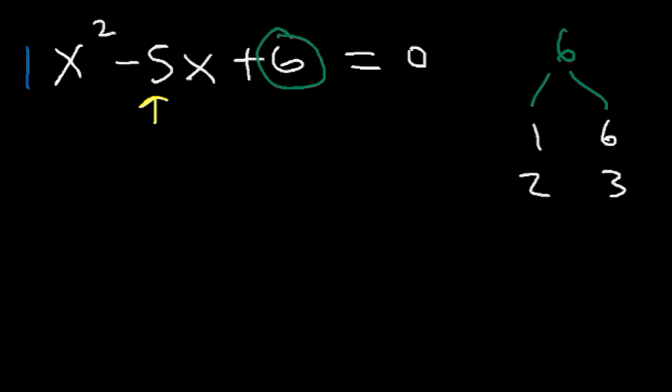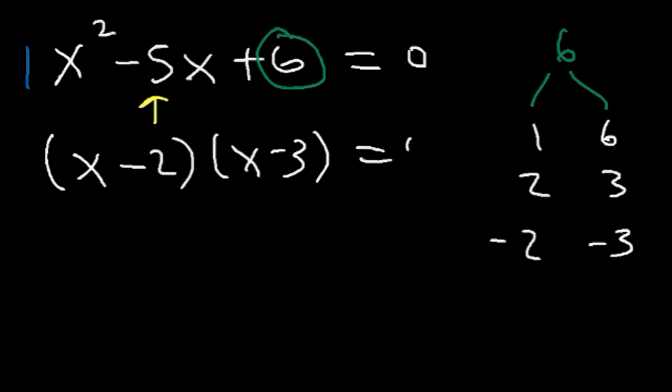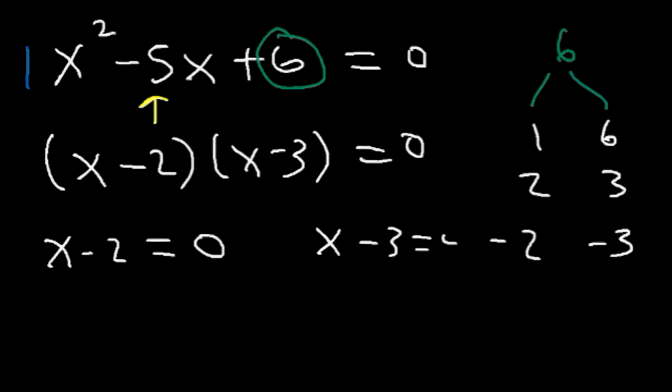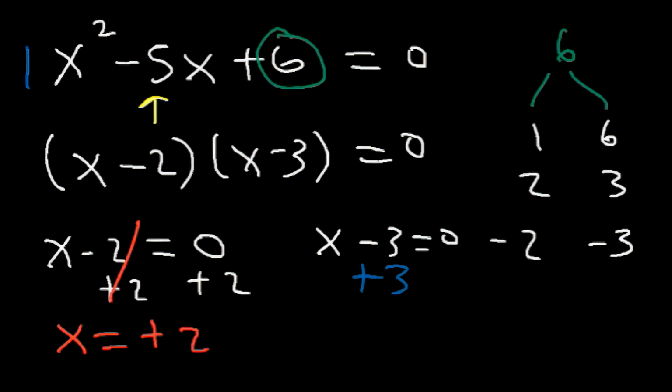2 and 3 is very close. 2 times 3 is 6, but 2 plus 3 is positive 5. But negative 2 and negative 3 still multiply to positive 6, but add to negative 5. So to factor it, it's going to be x minus 2 times x minus 3. So if you set each factor equal to 0, we can solve for x. Here we need to add 2 to both sides. So we can see that x is equal to positive 2. And for this one, we need to add 3 to both sides. So x is equal to positive 3.